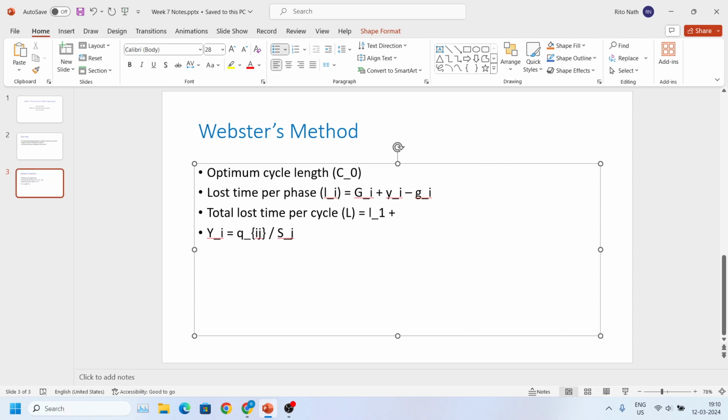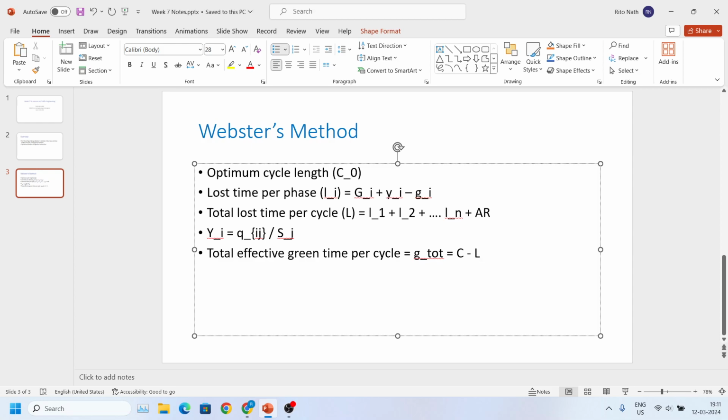It would be L1 plus L2 up to whatever phases you have, say Ln, and then you have all red. This is the total all red time during the cycle. Then you can also calculate total effective green time per cycle. So let's write it, total effective green time per cycle, which is simply G total equals C minus L. C is the cycle length.